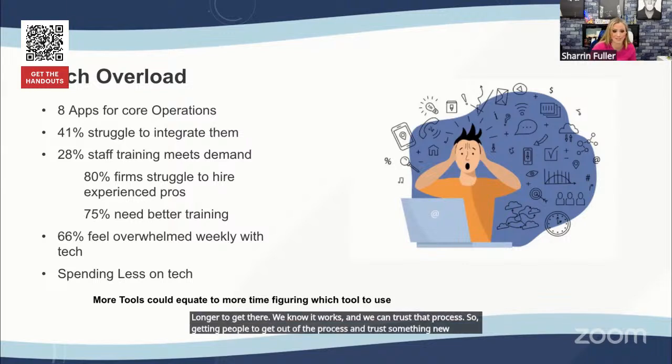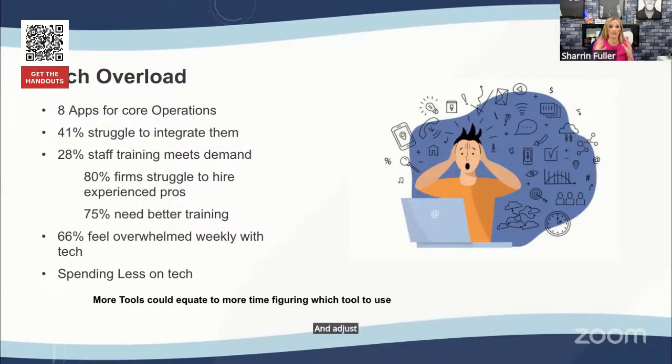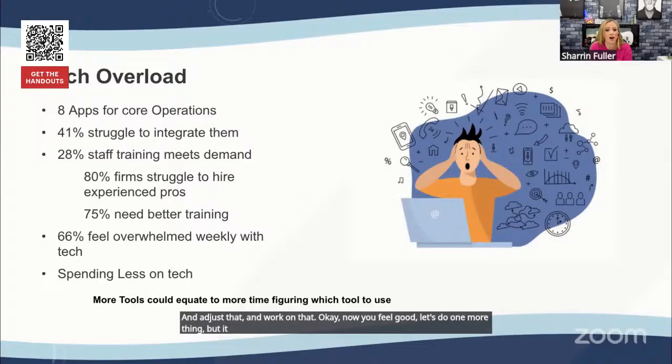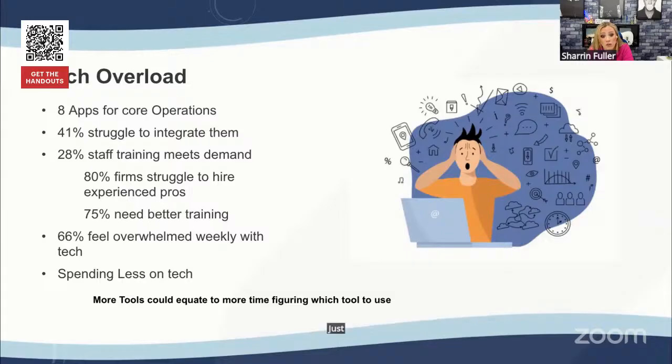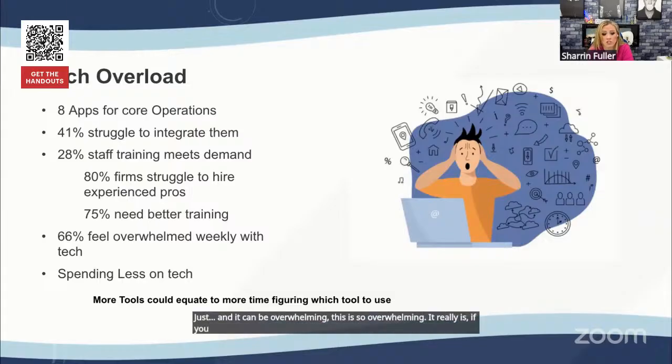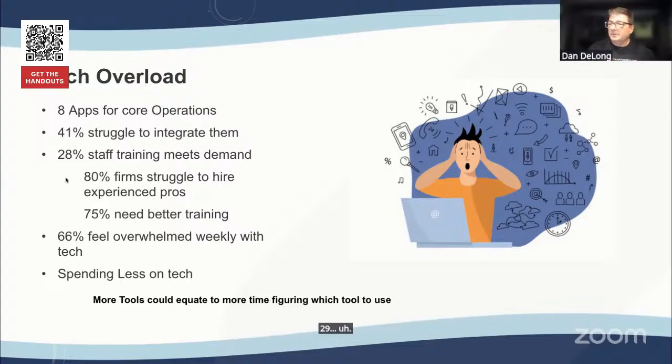Getting people to get out of the process and trust something new, what I found is it's baby steps. Let's just do one thing and work on that. Okay, now you feel good. Let's do one more thing, but it's never a rip the band-aid off. I'm a rip the band-aid off person when it comes to me, but that is not how the general population of accountants work at all. It can be overwhelming. It really is if you're just stepping into it.